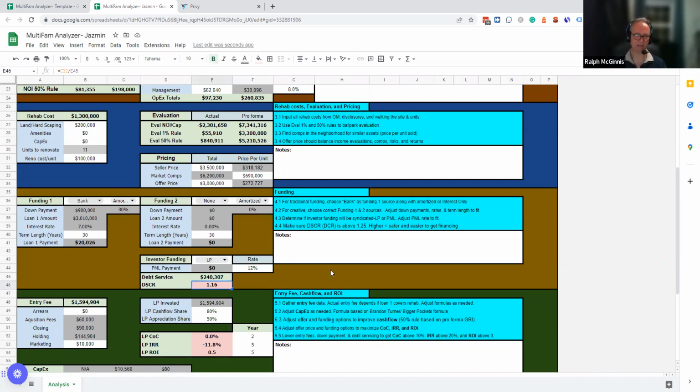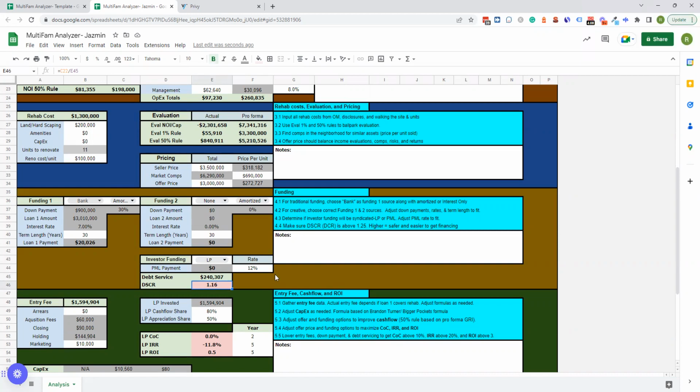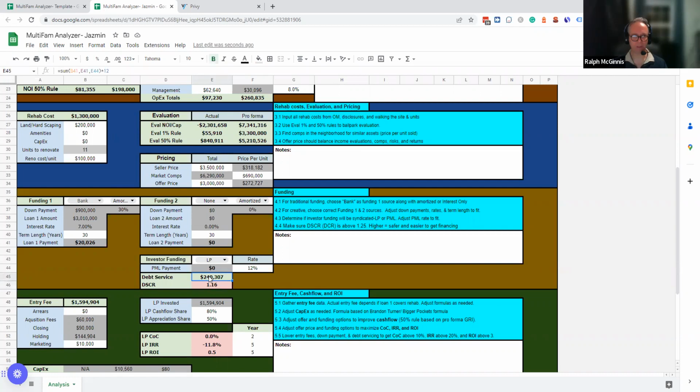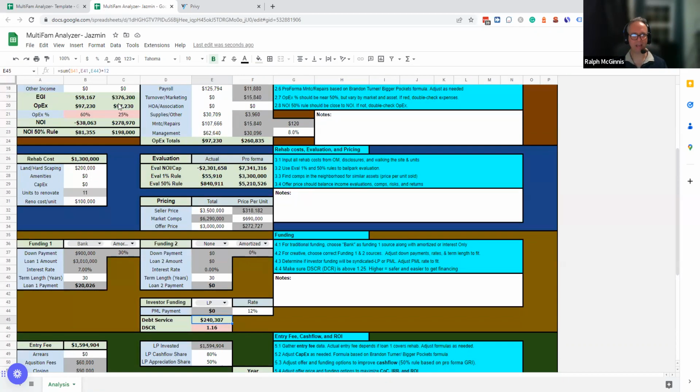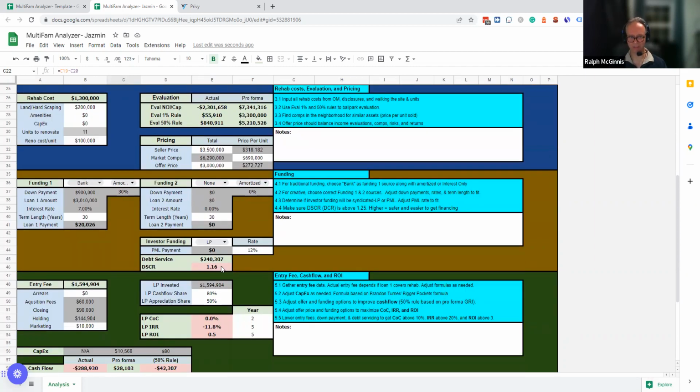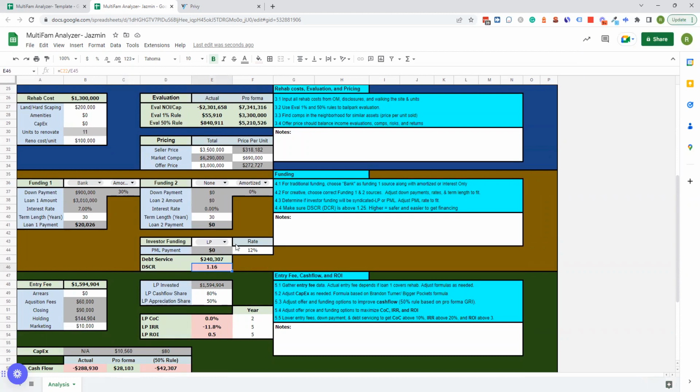DSCR. What that means is you cannot get a loan for this property. If it's under 1.25, it's not really loanable because it's not a safe deal. Too risky. Basically there's no money in it. So even after pro forma, your debt service is 240, but you're only pulling in 279, right? It's a risky deal. So if this number is low, if it turns red, you just forget the deal. Hard pass.